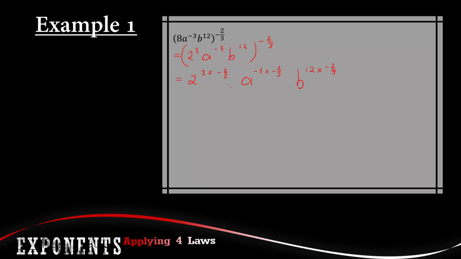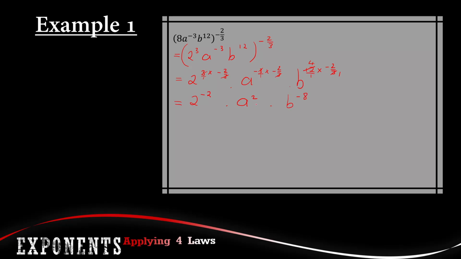Alright, now I can simplify this. I'm just going to treat this as fractions. When you have fractions, we can cancel this 3 with this 3, and then we're just left with negative 2, so 2 to the power of negative 2 times a. And if I put this over 1, these 3s can cancel, and a minus times a minus is a plus, so this becomes a squared. And then b, if I put this over 1, 3 can go into itself once, and into 12 4 times, so 4 times negative 2 gives me negative 8.